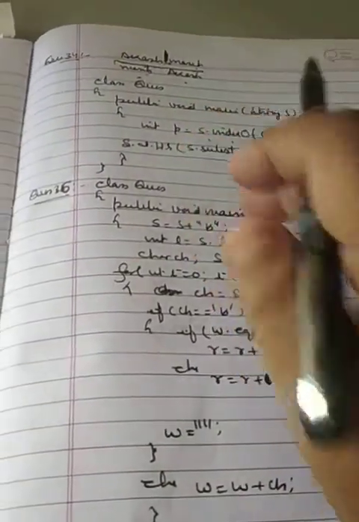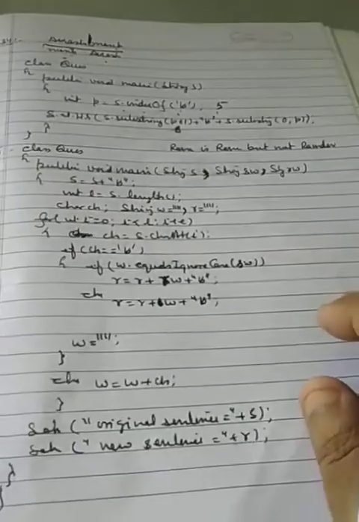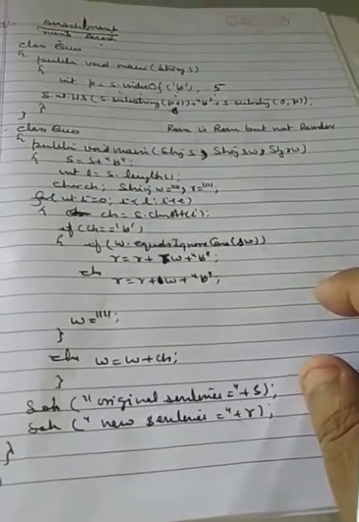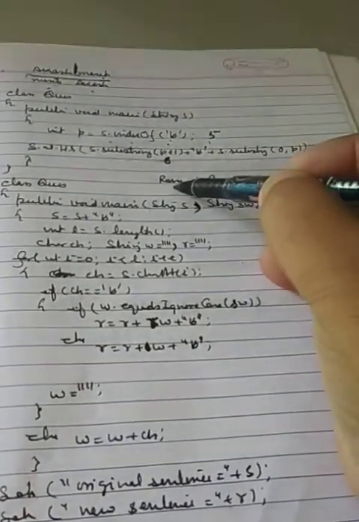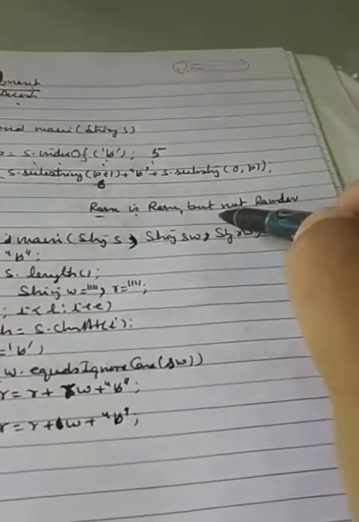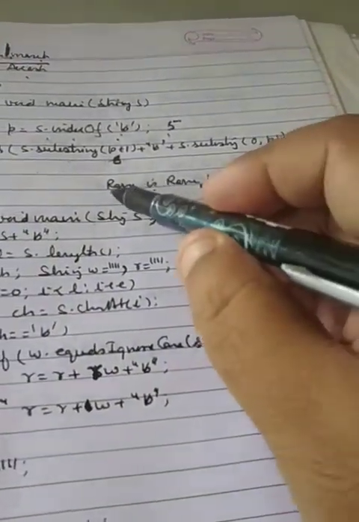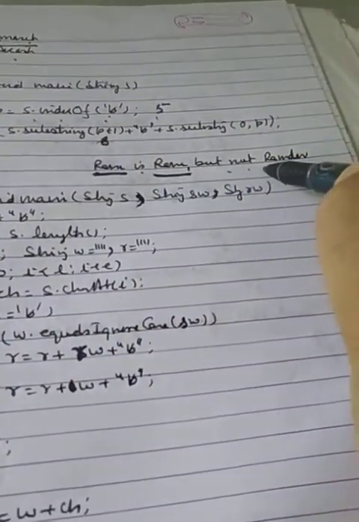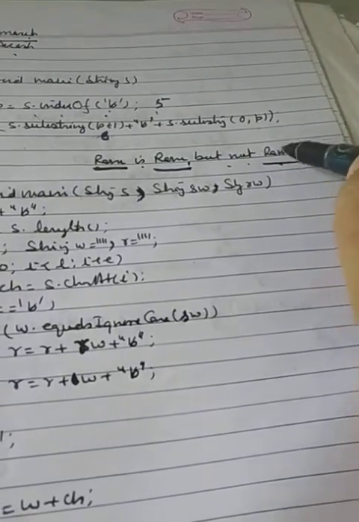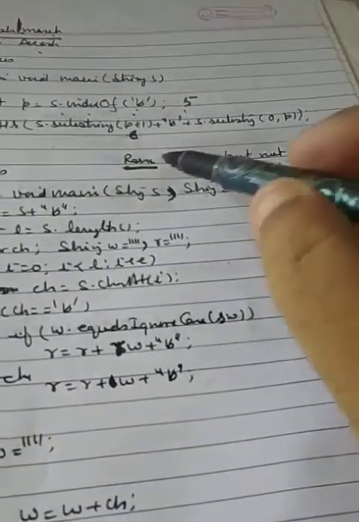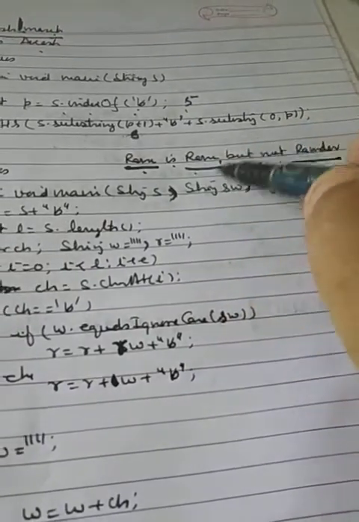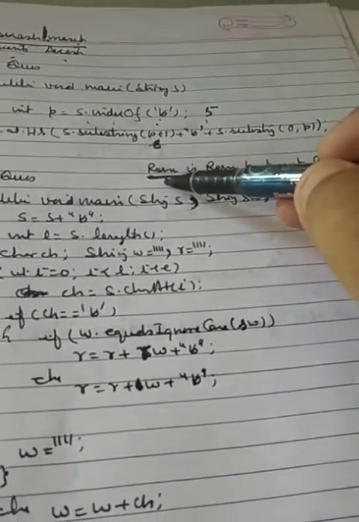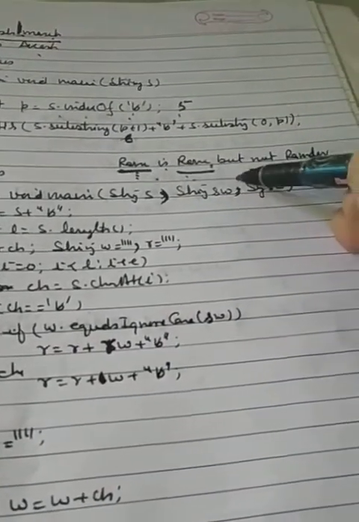Now this is question number 36, not 35. This was 34, then 36; 35 I will do later. This question says, enter a sentence and replace a specific word with another word. Now the sentence is: Ram is Ram but not Ramdev. It has been given in the question that we have to replace a specific word. This contains Ram, but Ram here is not a word; Ramdev is the full word. So Ram should be replaced, suppose, by Sham. The sentence should become Sham is Sham but not Ramdev.